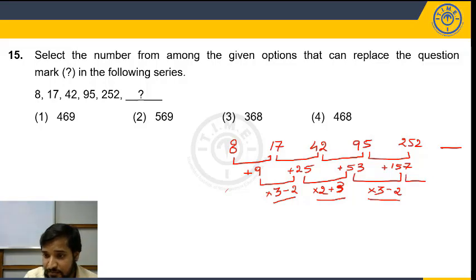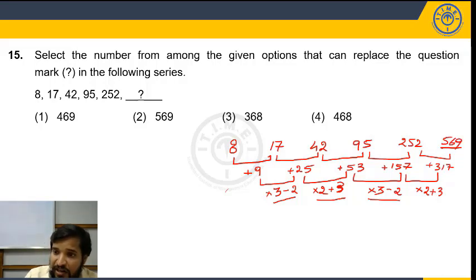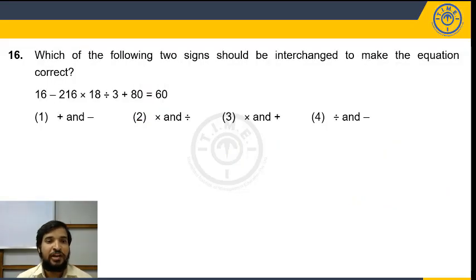So next should be times 2 plus 3. 157 2s are 314. 314 plus 3, 317. So the next difference is 317. So 252 plus 317 is 569. So what's the missing number? It's 569. That is choice 2. Now see the next question.